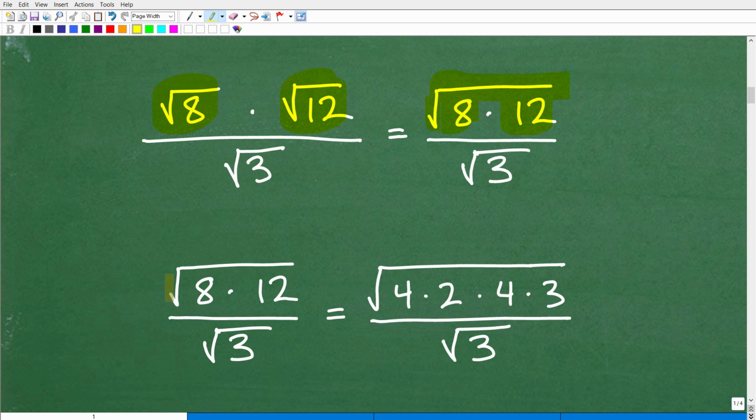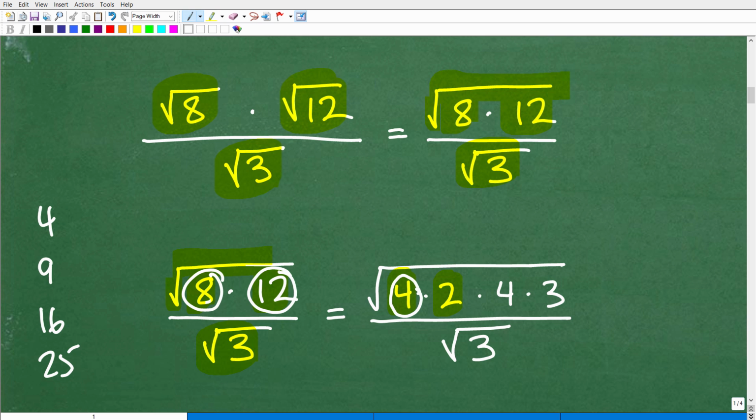All right, so here we have the square root of 8 times 12 over the square root of 3. And we'll deal with the square root of 3 in a bit. But let's start breaking up 8 and 12, and we're on the lookout for factors that are perfect squares, so 4, 9, 16, 25, etc. So 8 I can write as 4 times 2, because 4 is a nice perfect square.